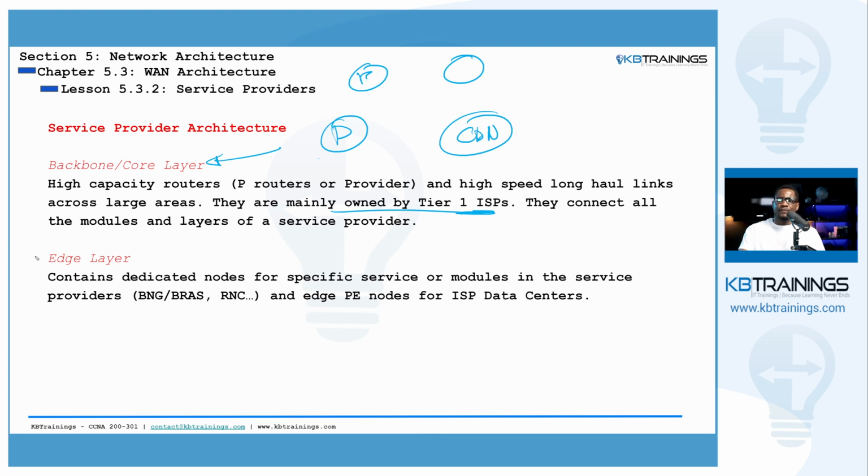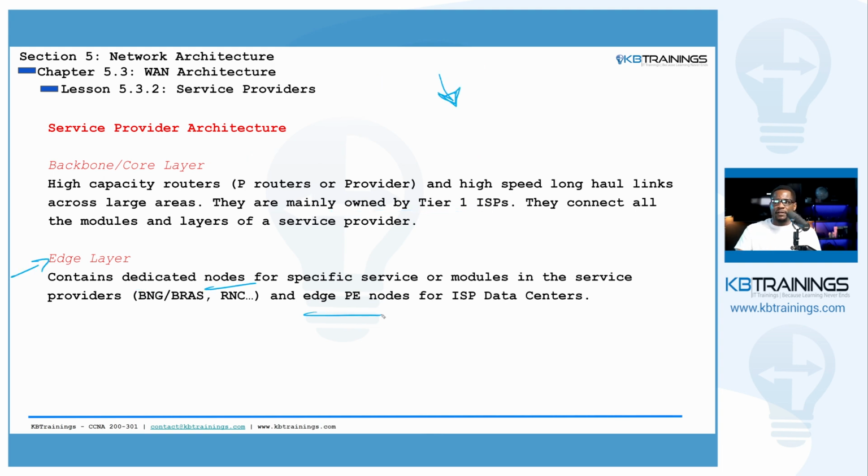And we also have the edge layer. This one contains dedicated nodes for specific services or modules, and they also have the edge PE nodes for ISP data centers. ISPs have data centers for many reasons, just like I said, and the edge nodes for data centers are also in this layer, which is called the edge layer.